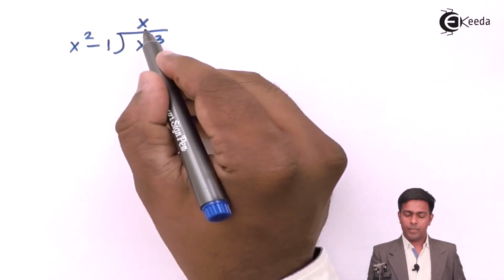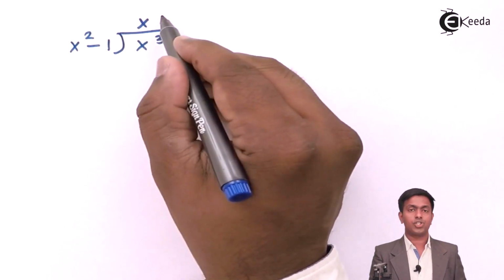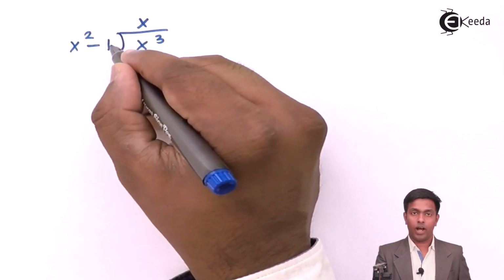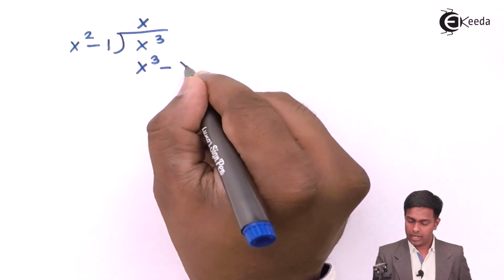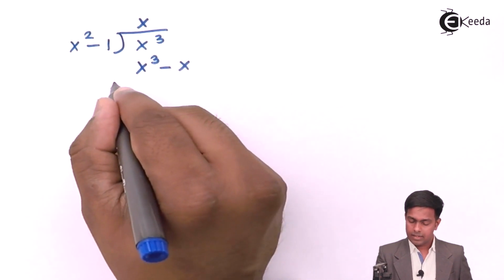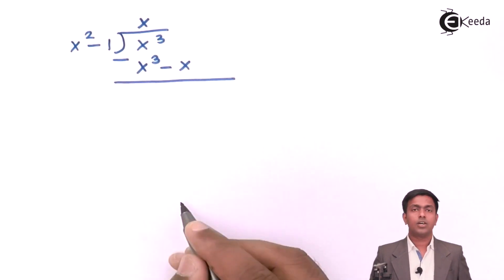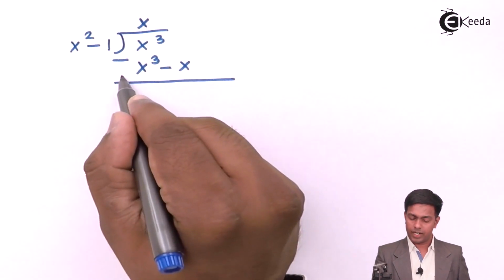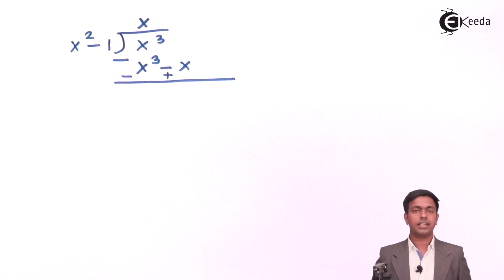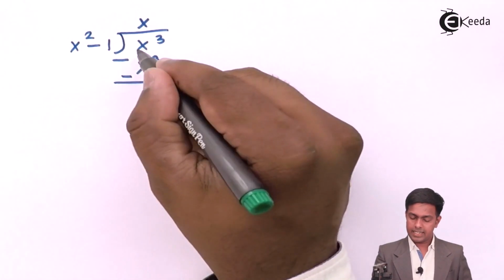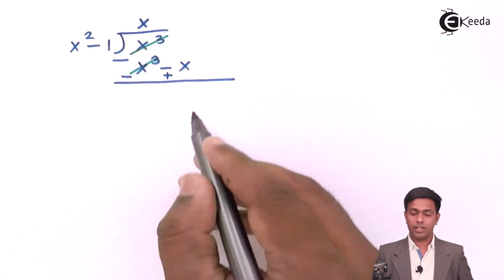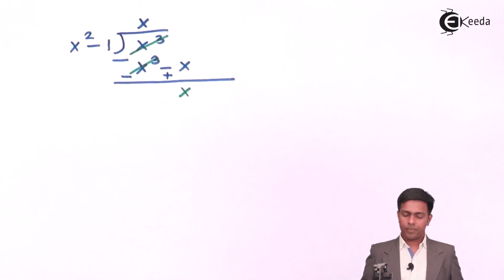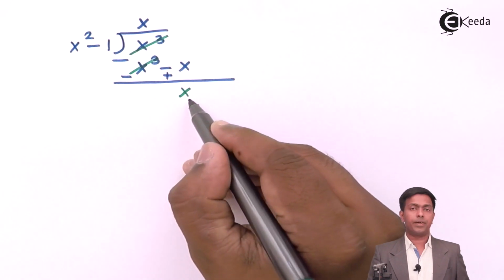Next, we multiply this divisor with the quotient. So x square into x is x cube, then 1 into x, that is x, or I'll say minus x. Next, we'll do the subtraction, so the sign of the second function will change. This will become negative x cube, this will become positive x. Next, I can cancel x cube with x cube and here we'll get positive x. So now this is the remainder.